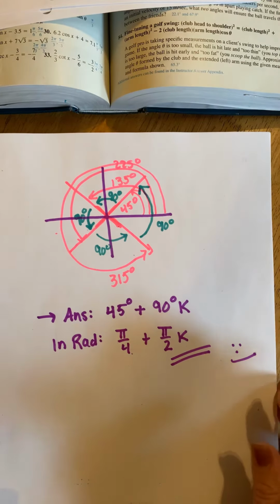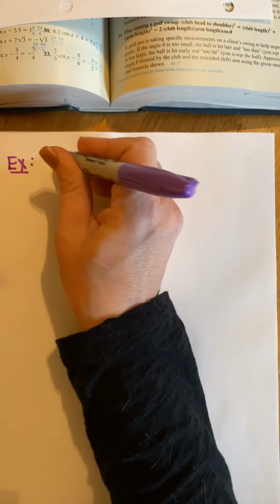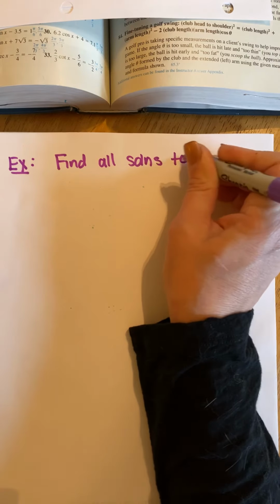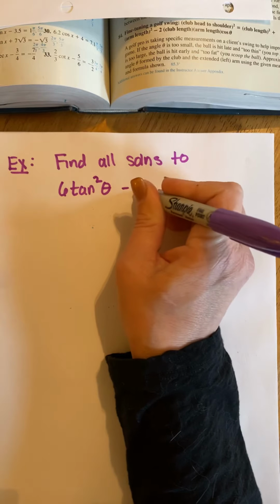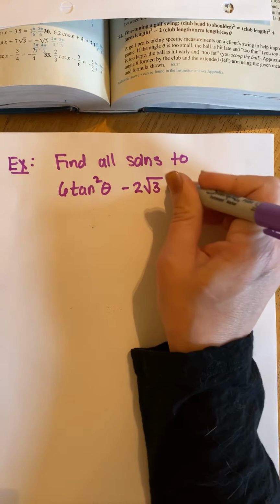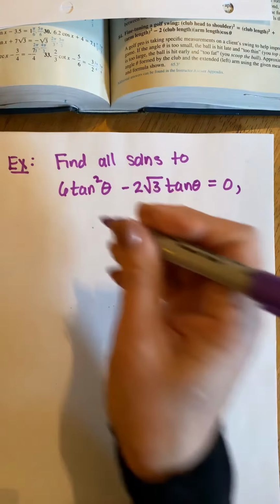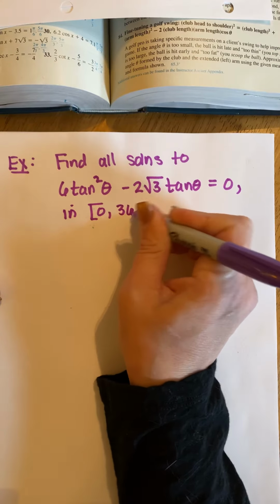All right, let's take it up a little bit. Two more examples for you. Find all solutions to 6 tangent squared theta minus 2 square root of 3 tangent theta equals 0, in the interval from 0 to 360 degrees.